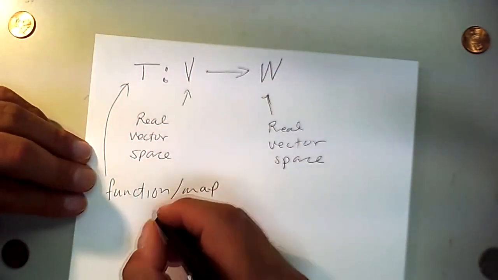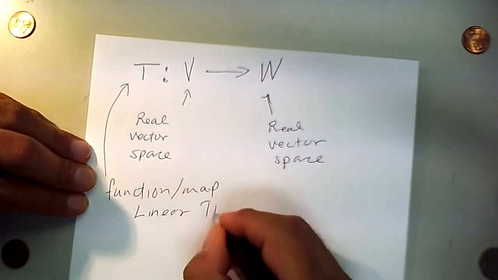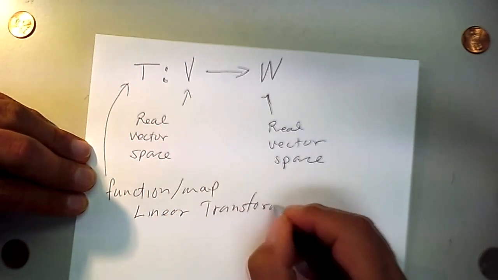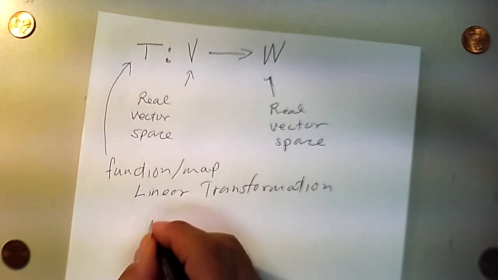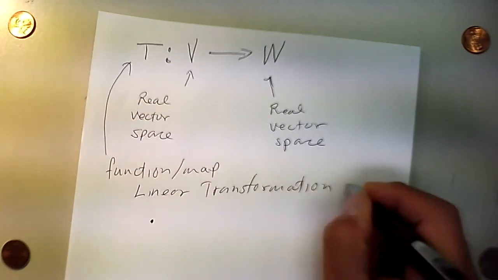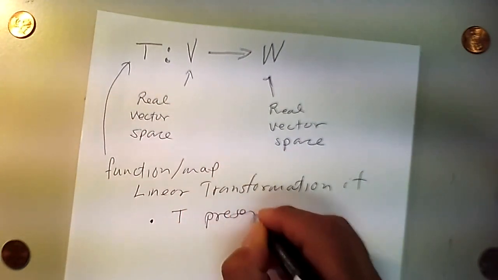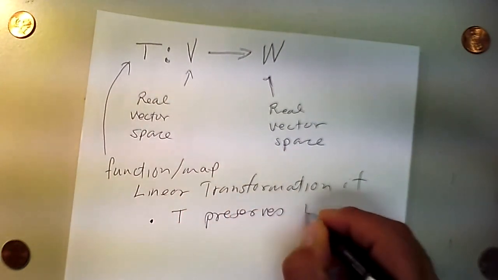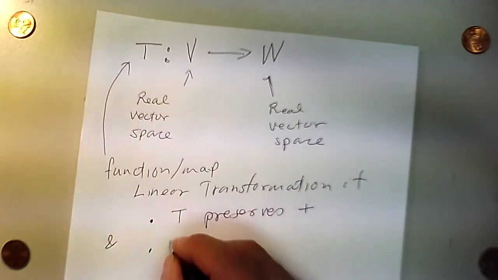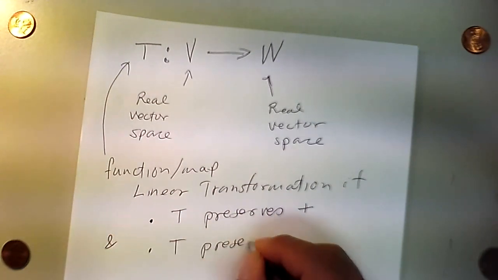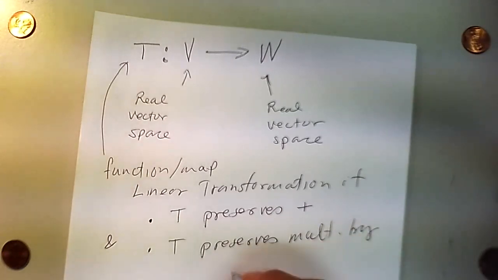And it will be a linear transformation if we have two properties. If T preserves addition and T preserves multiplication by scalars.